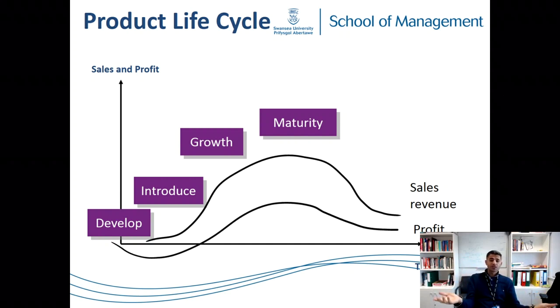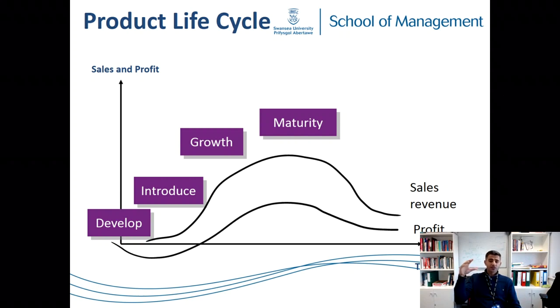We don't know as a business how many years the maturity stage could last. Look at some businesses, they've been in the maturity stage for 20, 30 years, haven't they? It all depends on the product, on the competition, and on the technology. But at the maturity stage, the product is established.